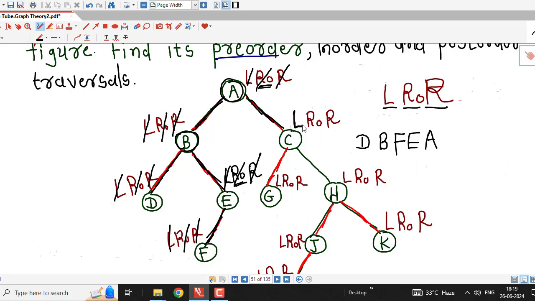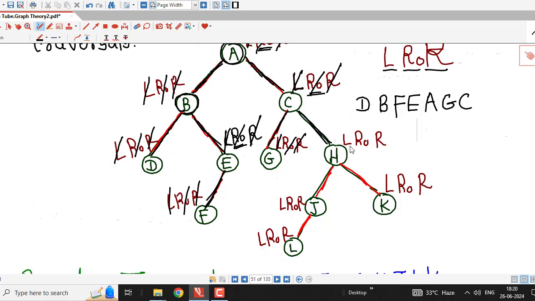Here first operation is capital L, so we cancel L and we go to the left of C. Here also we cancel L and we go to the left of G, but there is no left subtree. Then next operation is root, so we process the root G. Then there is no right subtree, so we cancel R and we go back in the reverse direction. We come at this vertex C and here pending operation is root operation, so we write C and we cancel root. Then we traverse to the right of C, we cancel R and we traverse to the right of C.